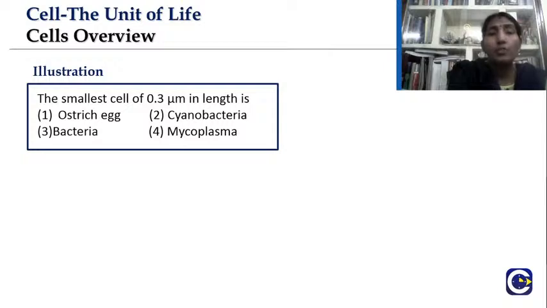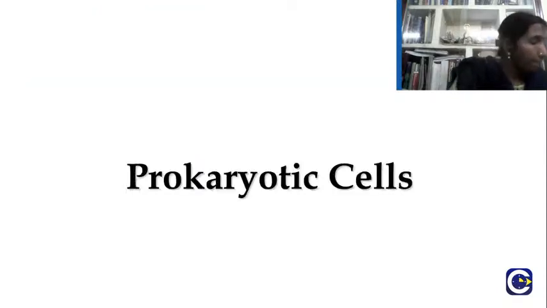The smallest cell of 0.3 micrometer in length: is it ostrich egg, cyanobacteria, bacteria, mycoplasma? Please post your answers. Yes, very good. I see people giving the right answer. What about this question? Yes, you are right. It is present in the mycoplasma, that PPLO which I say, right? Yes, I see you all posting the answers. Very good. Superb. You're coming with answers.